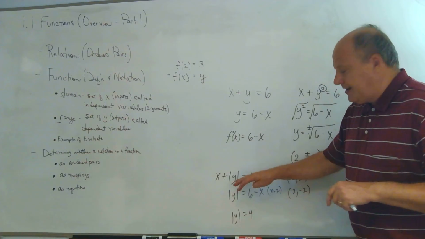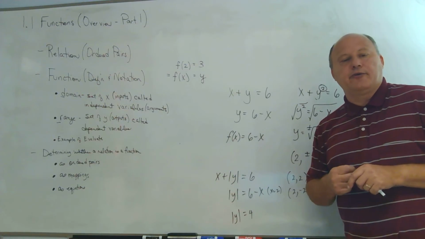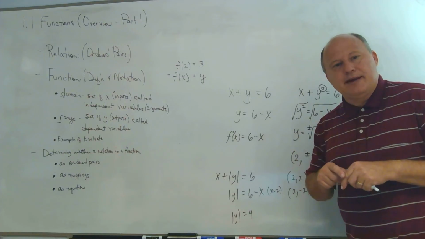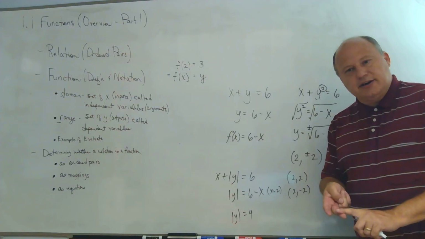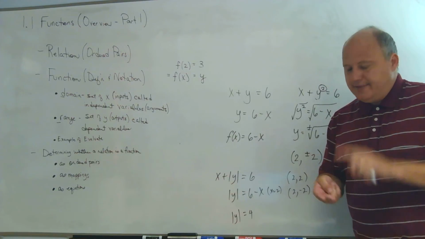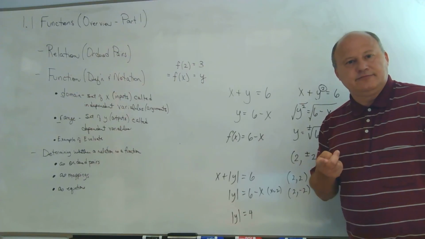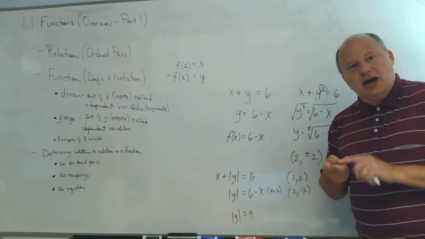So this one doesn't have a square on the y, but there's an absolute value around the y. That's true, but there's a lot of these little rules you've got to remember. So there's just 2 of them. If you have a square on the y, not a function. Absolute value around the y, not a function. Okay, so that's going to be your job to figure that out.